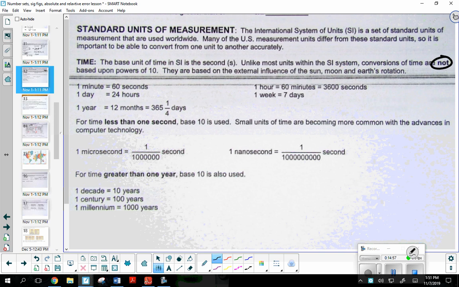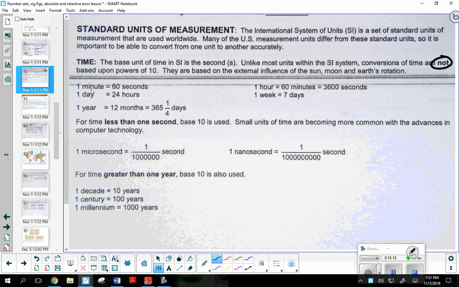So we have all these conversions here. 1 minute is 60 seconds. 1 day is 24 hours. Now, this is interesting. It says 1 year is 365 and 1/4 days. Because what happens every 4 years? There's a leap year where you have an extra day in what month? February. Okay, you guys are great.